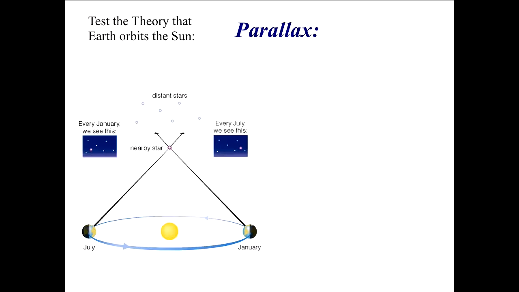parallax? Here's the sun, there's the Earth in January. You wait 6 months, observe a star. In January, the star appears that away against those stars. 6 months later, the star appears this away against those stars. We should see stars move every 6 months.